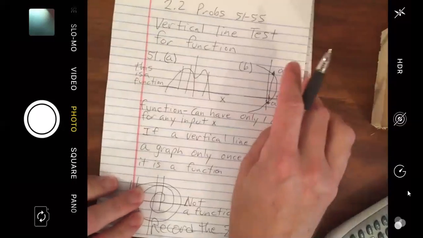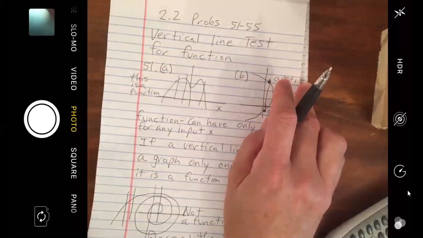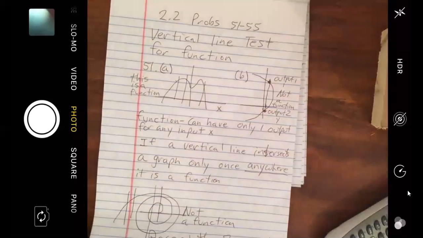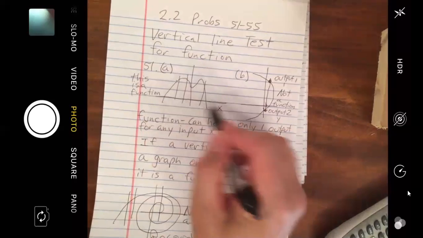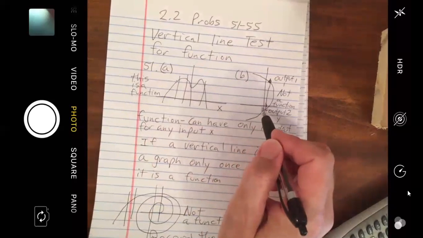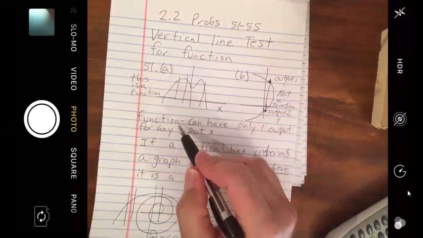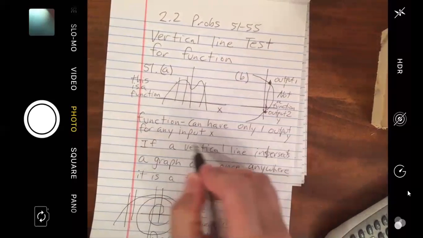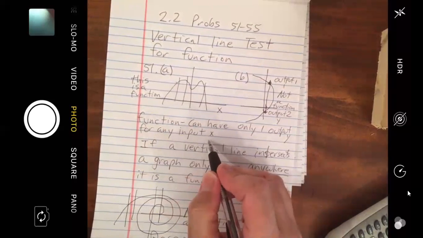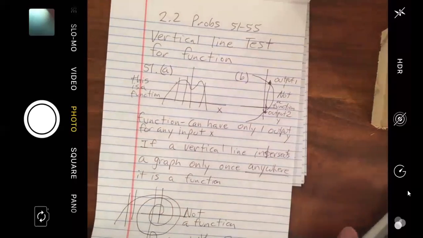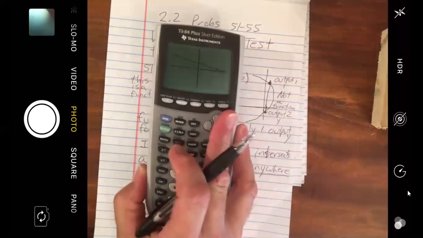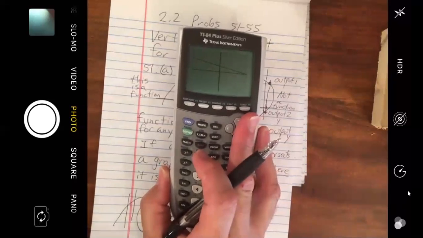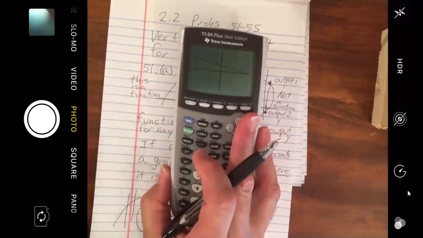All right, the very last section jumps kind of to the end, 51 to 55. It's about the vertical line test for a function. You may have seen this. First one they ask is 51a, 51b. I drew them both here to contrast. A function can have only one output y for any input x. It really comes from calculators and computers. A calculator or computer can only give you one output for any input.